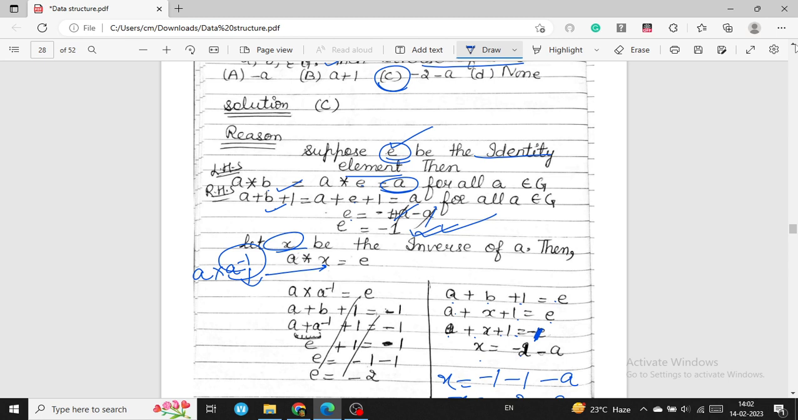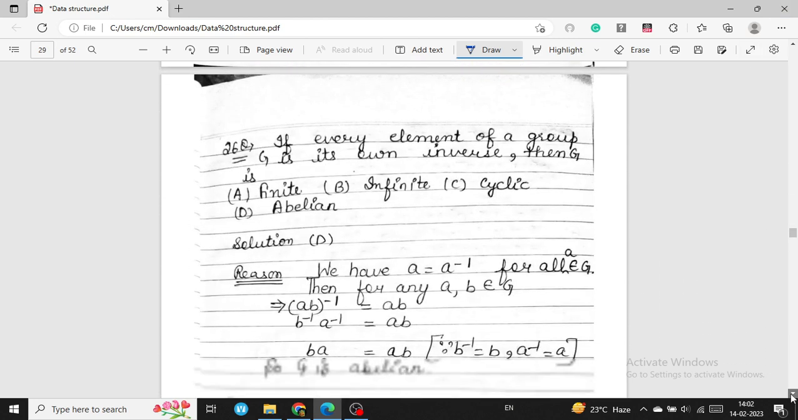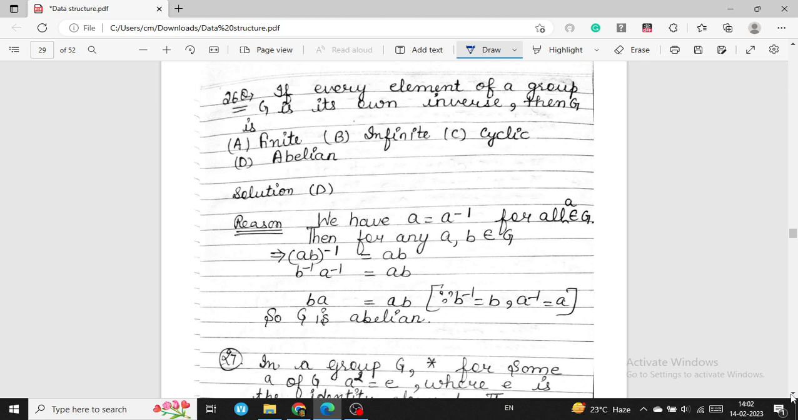Now here I am taking A's inverse as x. A plus B plus 1 is equal to E, because A multiplied by B is equal to E, and A plus x plus 1 equals E. So x is equal to minus 2 minus A. That is the answer after solving the equation.